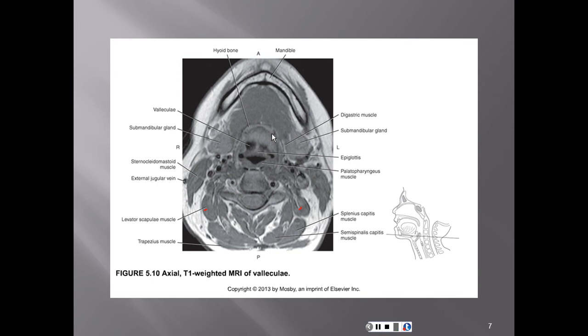So here you can see a good picture of the submandibular gland, and you can look at the grayscale of the submandibular gland versus muscle. Okay. The salivary glands collectively produce and empty saliva into the oral cavity via ducts to begin the process of digestion. There are three paired salivary glands: the parotid, submandibular, and sublingual.